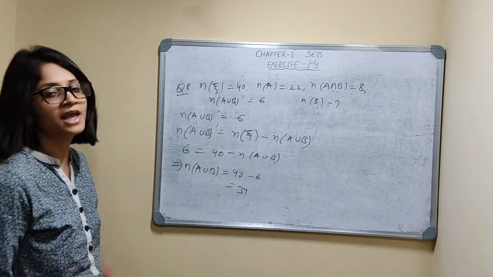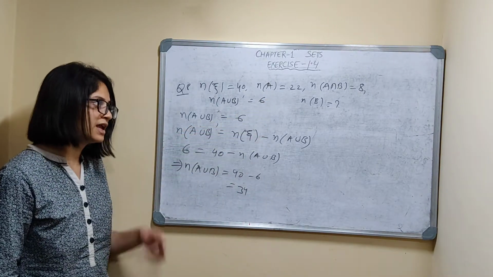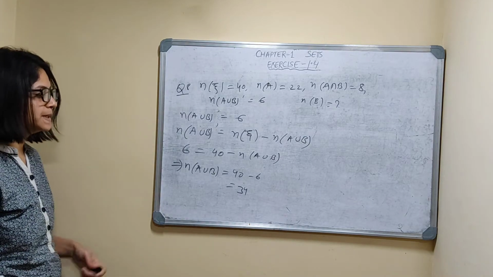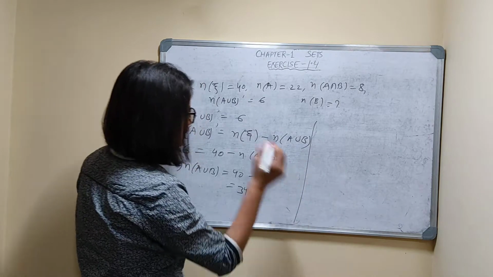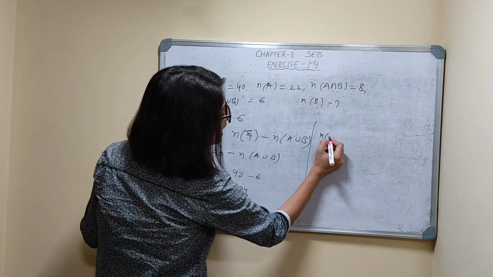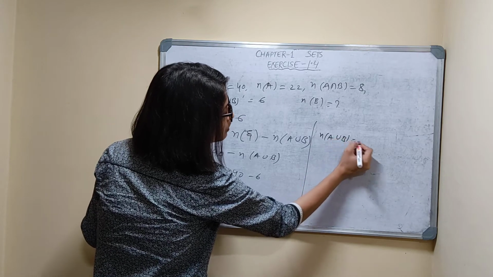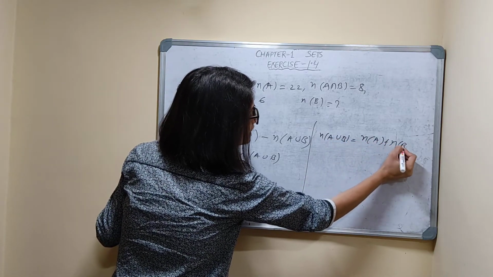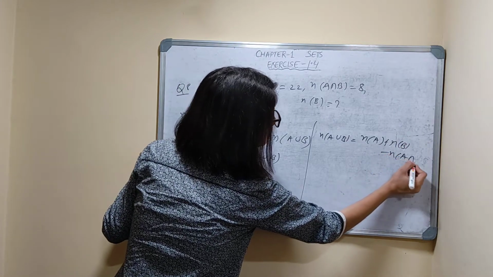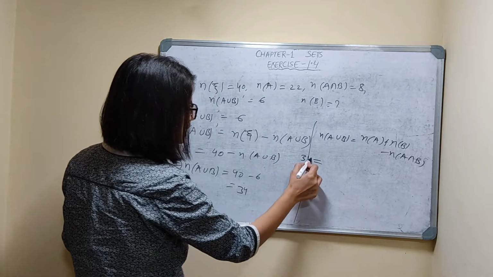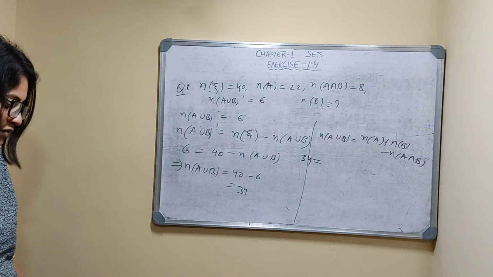So n(A ∪ B) is 34, but they are asking for n(B). So how will I find n(B)? Now see, I will write the formula of n(A ∪ B). n(A ∪ B) is equal to n(A) plus n(B) minus n(A ∩ B), and n(A ∪ B) is equal to 34.